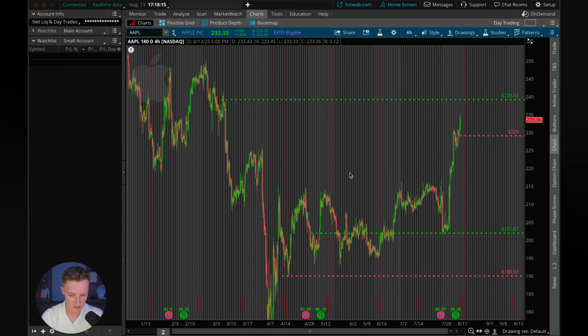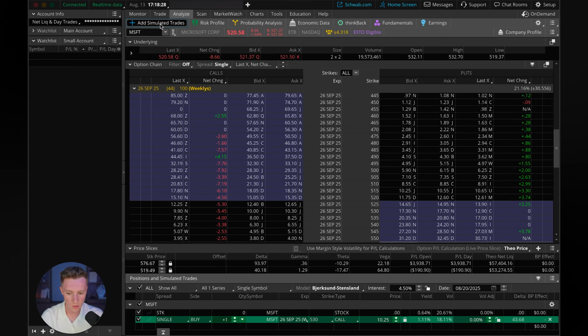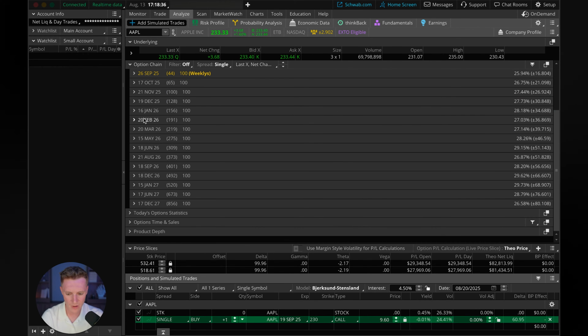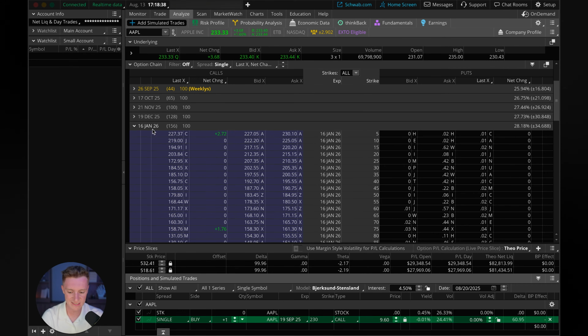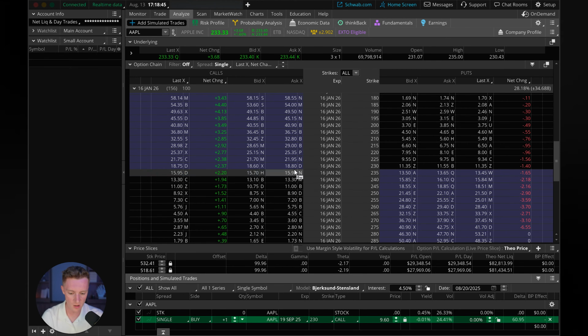So step one is going to be obviously having your trade plan. So you have that stop loss and you have that take profit. And once you've got that, we can then head over to the Analyze tab. We can click on Add Simulated Trades. We're going to want to make sure to specify the stock we're trading, so Apple in this case. And let's buy the January 16 contracts. We want to bet on Apple going up, so we're going to buy calls, and we'll buy the 230 calls, which are going to be in the money.